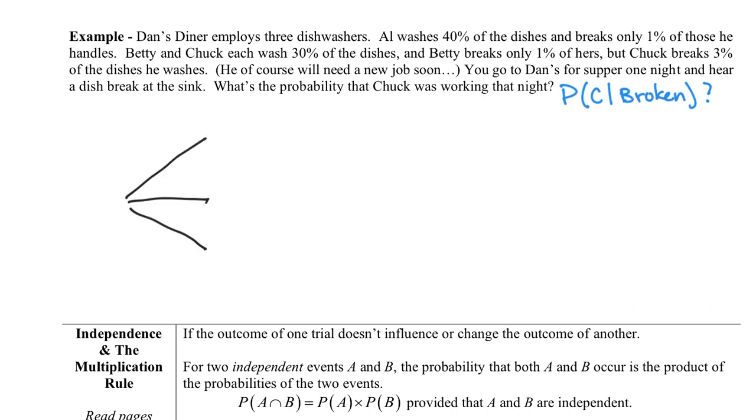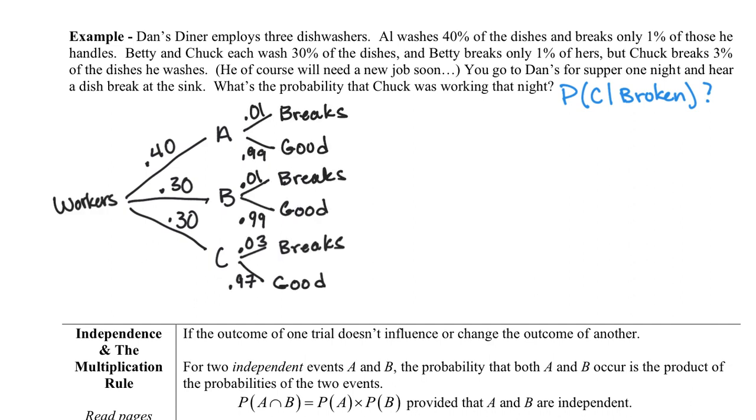We're going to start with the 3 workers, Al, Betty, and Chuck. See what they did there, A, B, and C. So Al does 40% of the dishes. Betty and Chuck each do 30% of the dishes. All right, I've done the rest of the problem where I've gone ahead and split apart how many dishes they've broken and how many are still good.